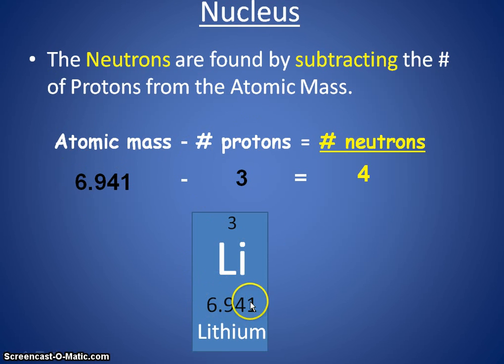If we're looking at our box here, this is going to be the decimal number. If we round 6.9, we should get 7. So let's think about this as 7 minus 3. So all you're doing is taking the bottom and the top. So 6.9 or 7 minus 3 gives you 4 neutrons. So it's pretty simple. 7 minus 3 gives us 4 neutrons. That's how we determine the number of neutrons. Remember, the protons, 3, neutrons, we subtract and we get 4.